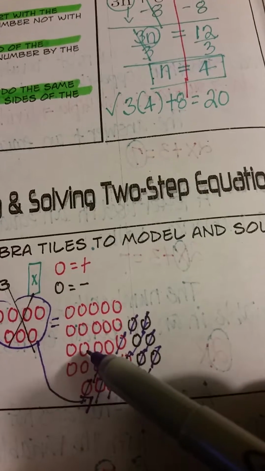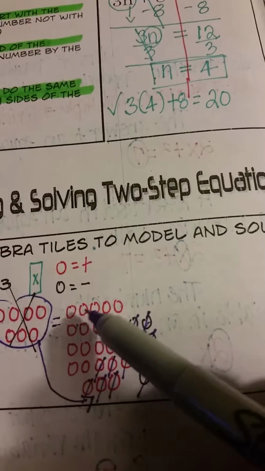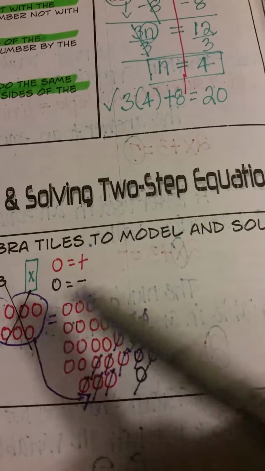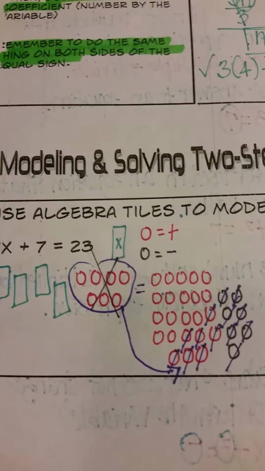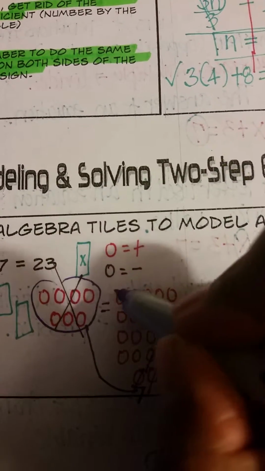Okay, so now I'm left with 1, 2, 3, up to 16. So now I'm left with 4x equals 16. So now I need to divide these 16 equally among these 4 x's. So we know that each x would get 4.